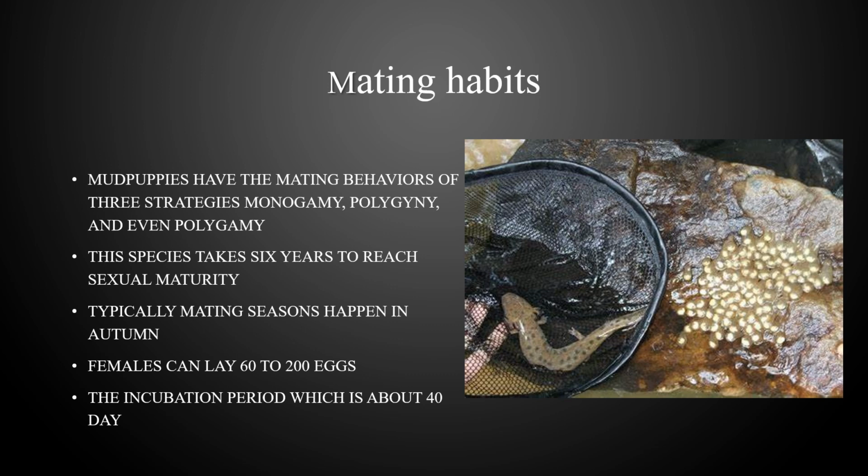their lifespan. Now, the interesting thing for this species to reproduce is that it usually takes 6 years to reach sexual maturity, which is interesting, but due to its size, it kind of makes sense why. Typically, their mating season happens in autumn, and females can lay 60 to 200 eggs, which is a lot, as you can see in the picture here. The incubation period is about 40 days till hatching, which usually leads to hatching in spring.